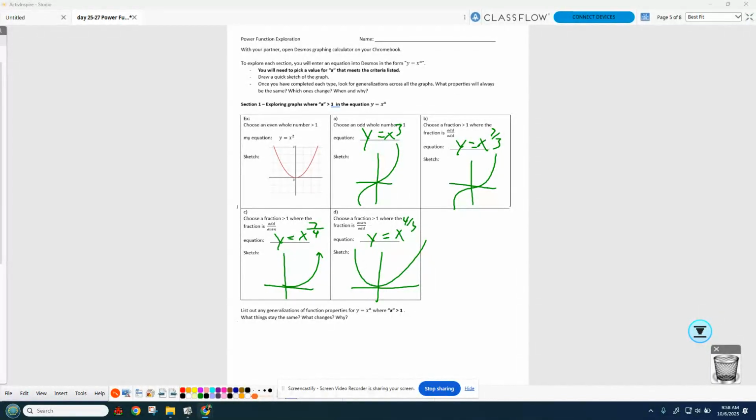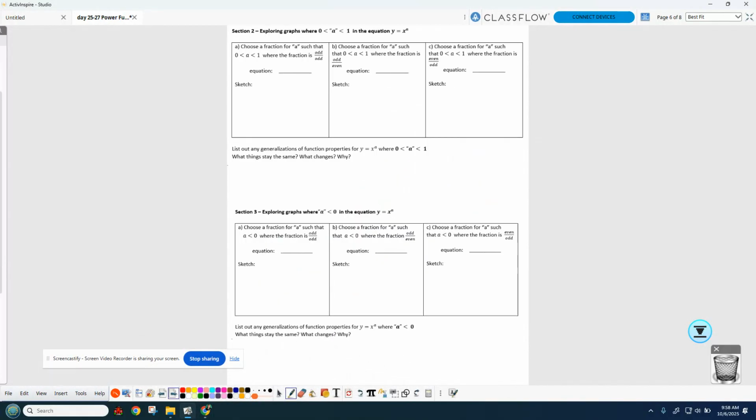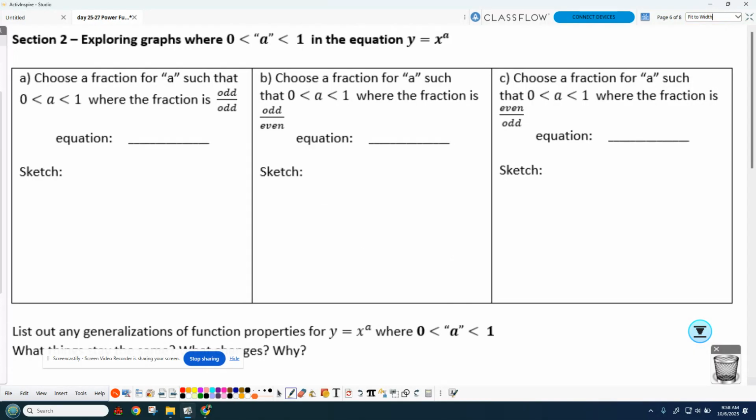Okay, so we didn't go over the second page. You were supposed to look at these on your own. Kevin, what fraction did you pick for this one, where the exponent was between 0 and 1? X to the 1/3. Great. That looks like this.